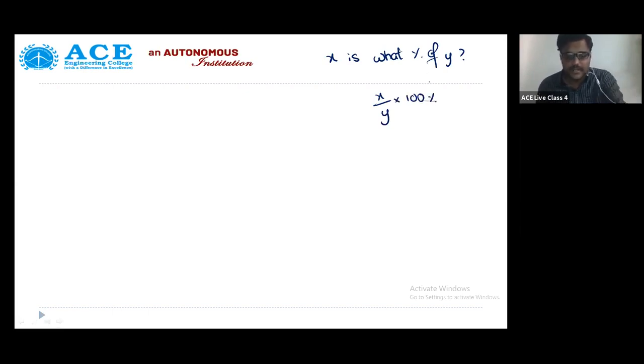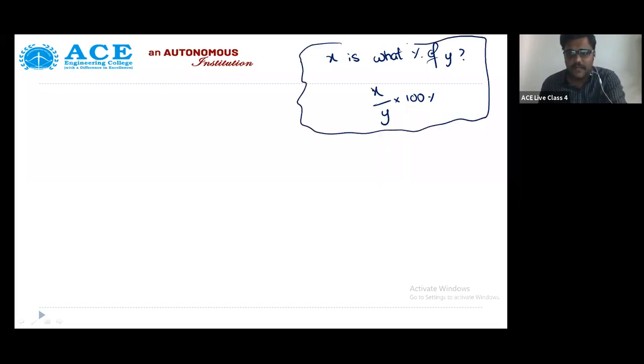From all these examples, you can understand x is what percent of y. It means x divided by y into 100. We are multiplying with 100 to convert into out of 100. If you want to convert to 100, we multiply with 100 here. So x by y into 100 percent you can do, if you want to find x is what percent of y: x by y into 100.